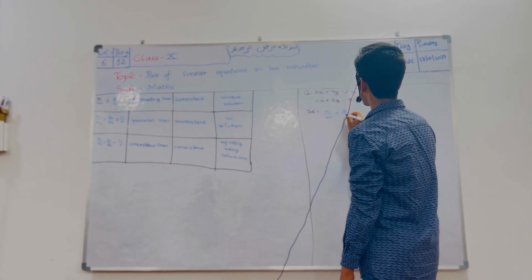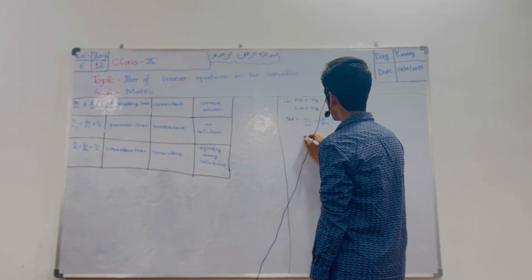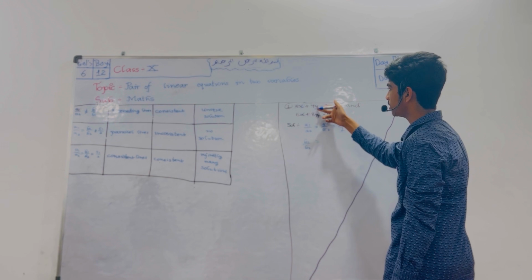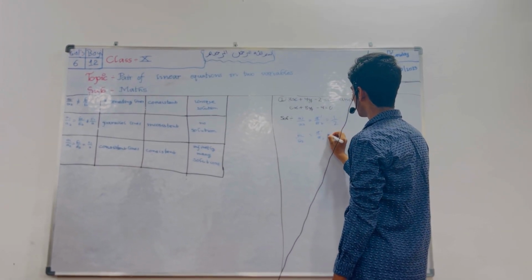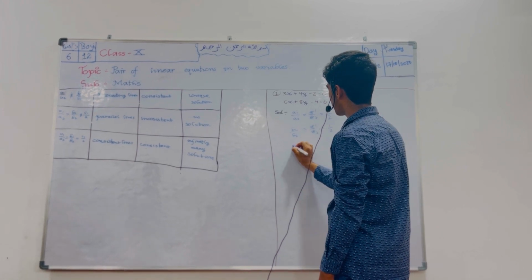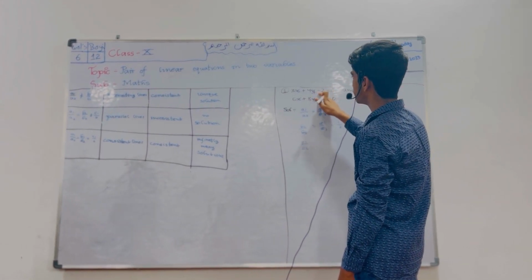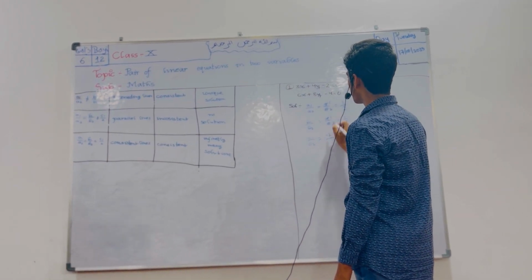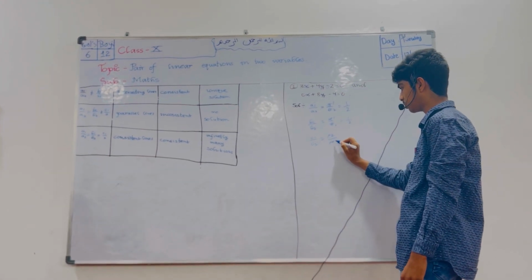a1 by a2 is equal to 3 by 6. 3 ones are 3, 3 twos are 6. It means 1 by 2. b1 by b2 is equal to, b means second values, 4 by 8. It is also 1 by 2. The last one is c1 by c2, which means minus 2 by minus 4. We do not have to forget the minus values. Here minus minus will get cancelled. 2 ones, 2 twos.